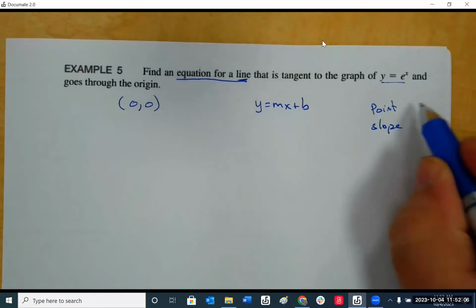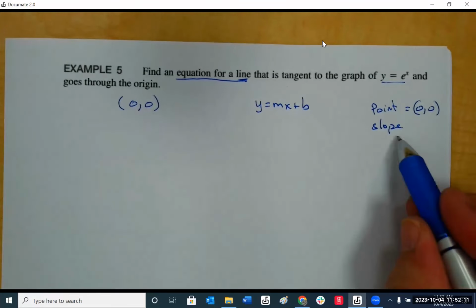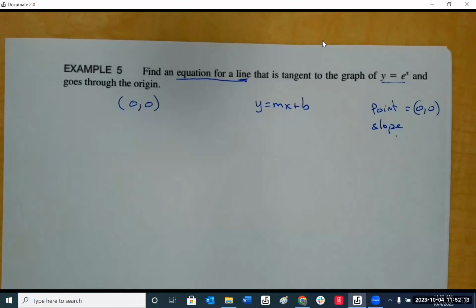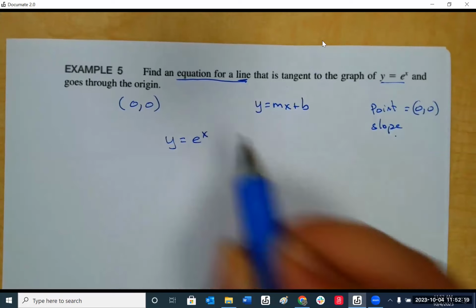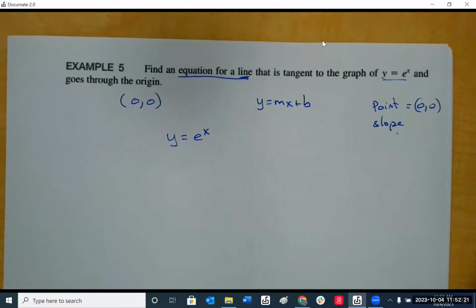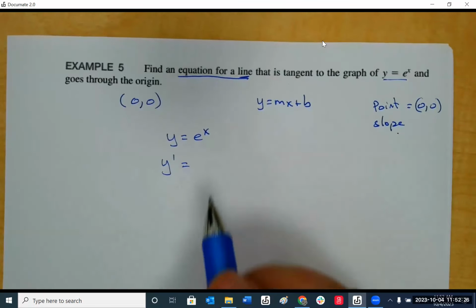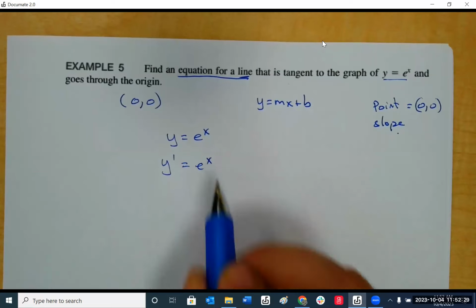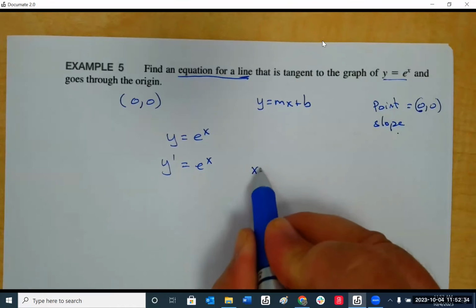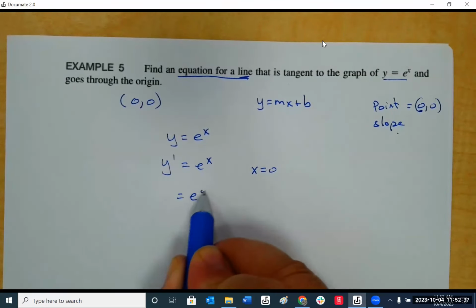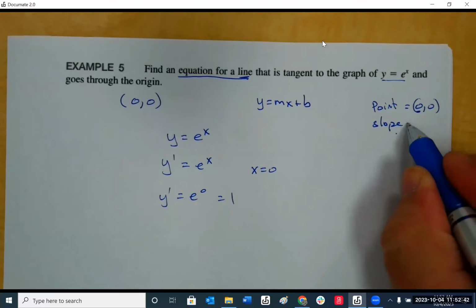So we have a point. Our point is 0, 0, because that's the origin. Now we have to find the slope. What's the slope? How do we find the slope? First derivative, which is what? Of e to the x. Since we're at this point, we need to have the slope at that point. So x is 0. E to the 0 equals 1. So the slope is 1.